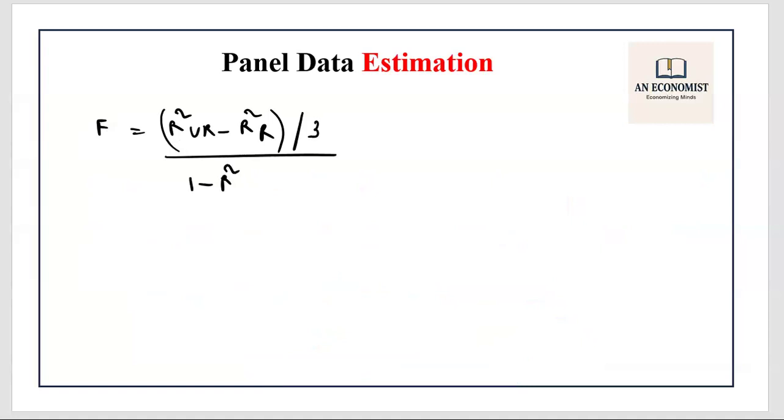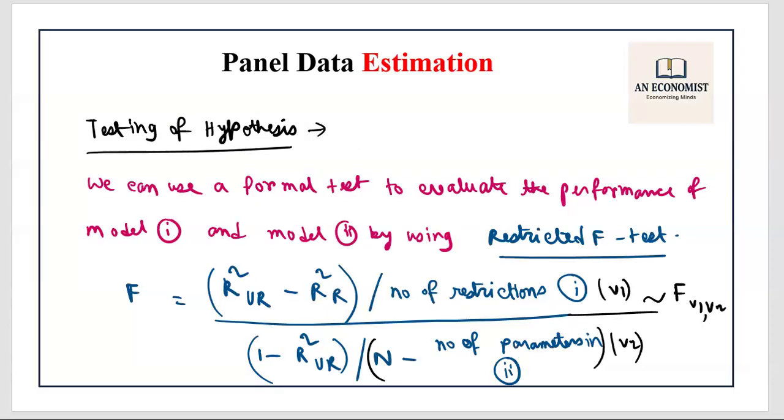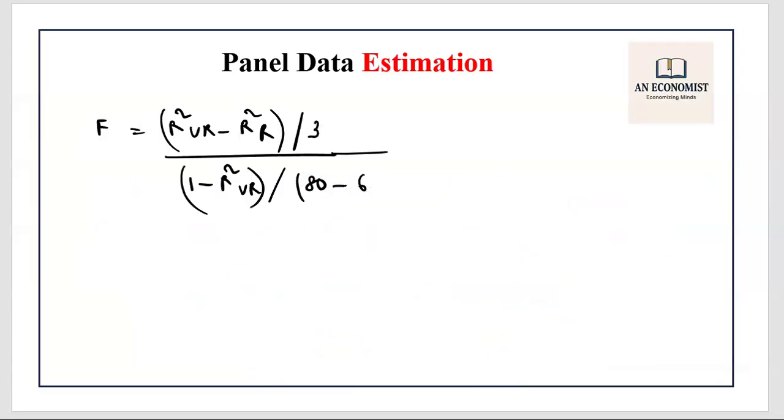And 1 minus R square unrestricted: we do not know this R square, you have to find that out. This will be 80 minus the number of parameters in model number 2. Here you have six, so it will be 74. So it will follow an F distribution with 3 and 74 degrees of freedom.